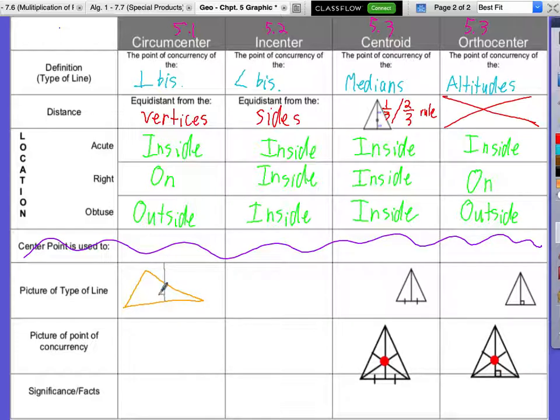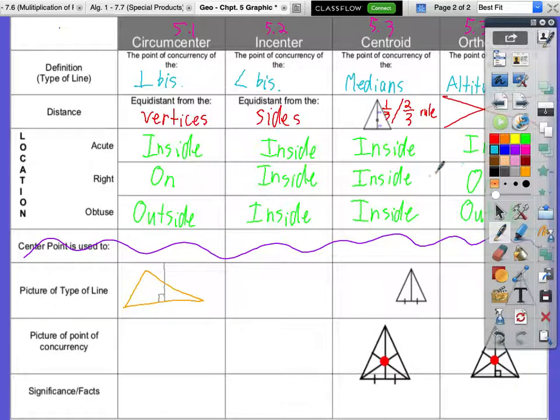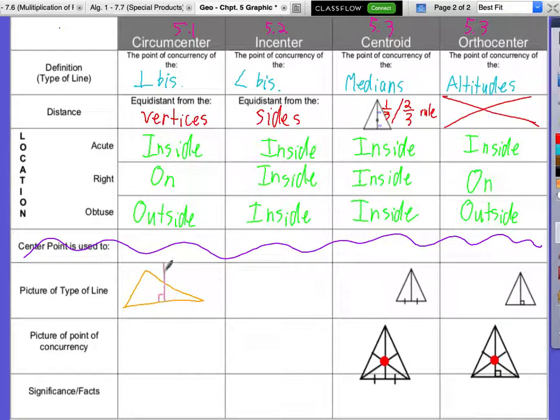Now, does it necessarily have to go through the vertex? Can you guys see that gray? Can you see this better? So it's perpendicular and bisects it. It doesn't have to go through the vertex, but it could. The most important part is that it's perpendicular to a side and it bisects that side, cutting it in half. Just make it approximately half. Mine's not perfect.